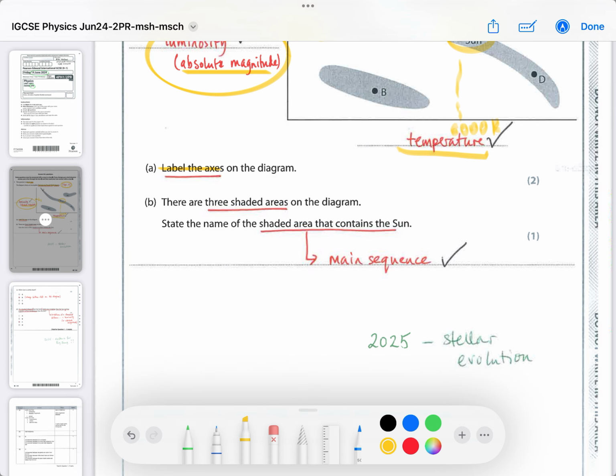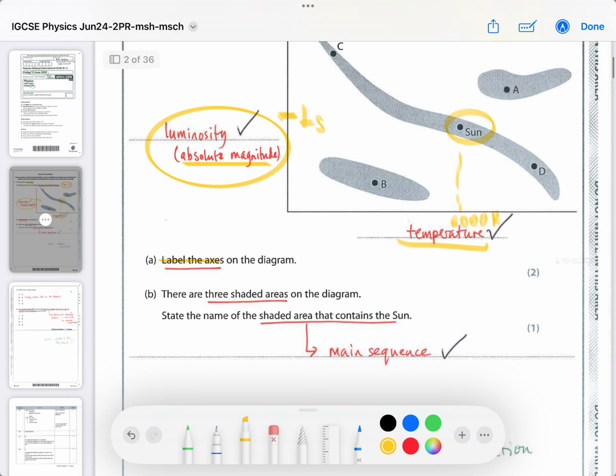There are 3 shaded areas on the diagram. So you can see the 3 grey zones is what they're talking about. And you've got to name the shaded area that contains the sun. So I've shown you where the sun is, and these are the main sequence stars. That means they're in the phase of their life cycle where fusion of hydrogen occurs. So that's the main part of the life of a star, nuclear fusion, hydrogen.